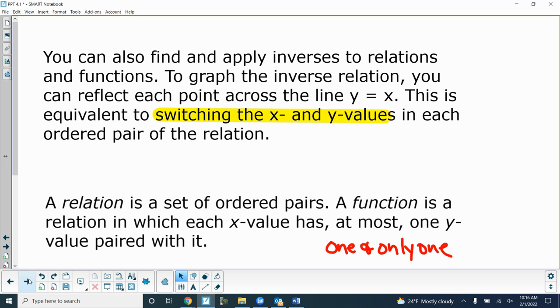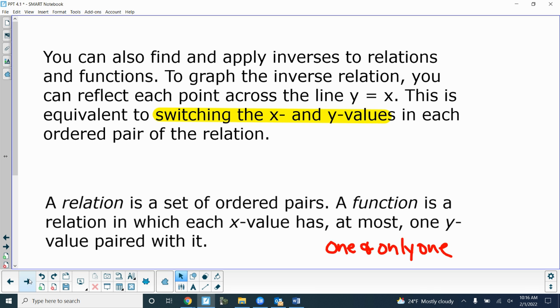And it says this is equivalent to switching the x and y values in each ordered pair of the relation. Again, just a quick review. A relation is a set of ordered pairs. A function is a relation in which each x value has one and only one y value paired with it. The x values we call the domain. The y values we call the range. Remember all this stuff? Okay.